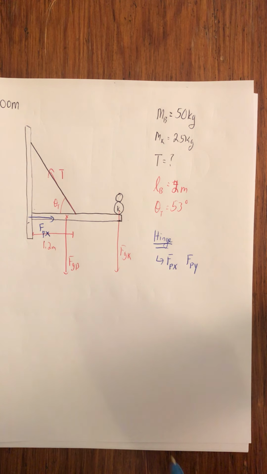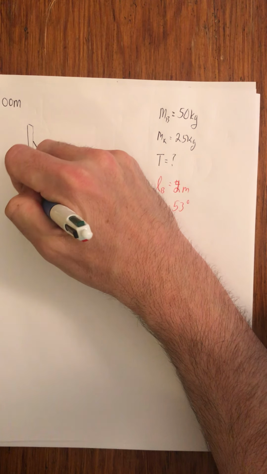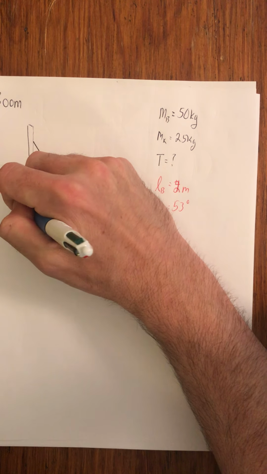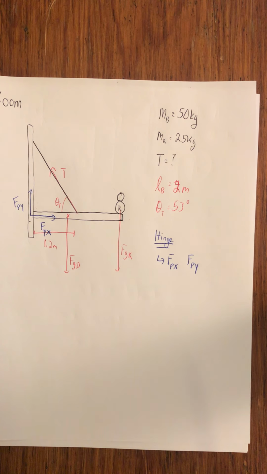So I took a guess there, and now I'm going to guess whether or not the y component is up or down, and I'm just going to take a random guess and say y is up. FPY is up. But here's the thing, don't worry, because when we put them into our equations, if we calculate the magnitude of these forces to be negative, what does that mean?